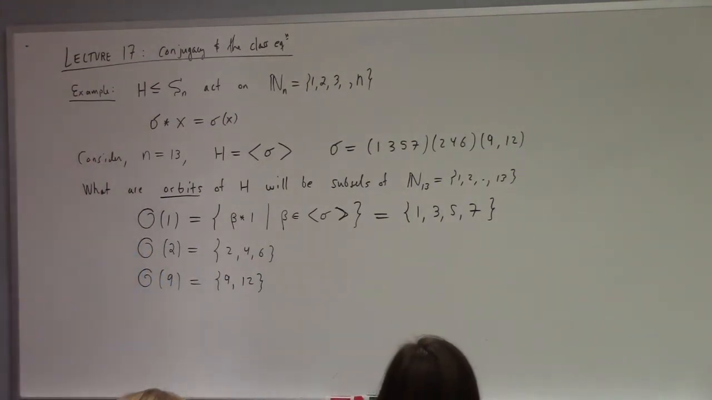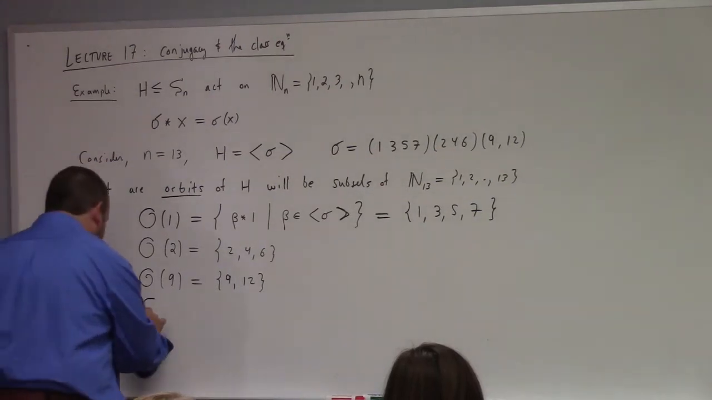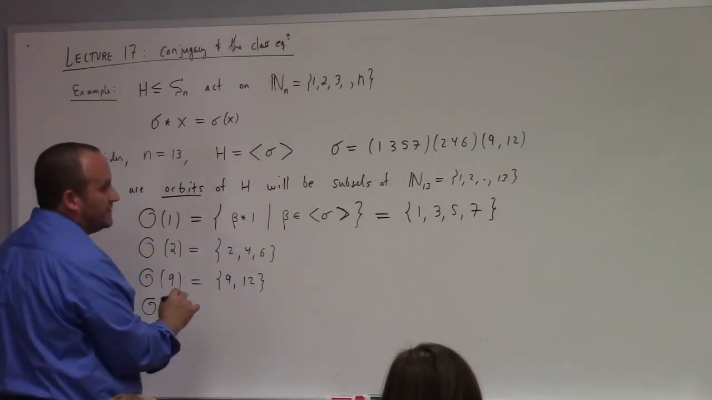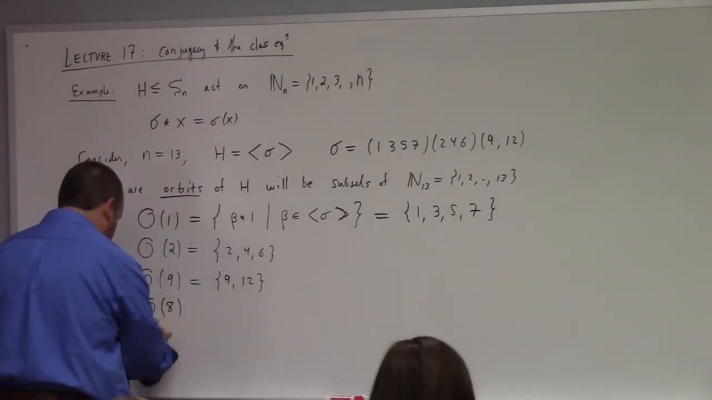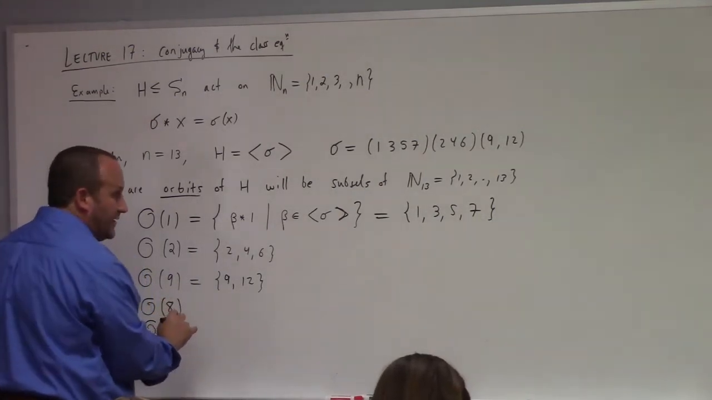And then what are the other orbits here? Remember, everything in N_13 is contained in some orbit. So what are we missing? We got 4 plus 3 is 7. How many total do I have there? 9, right? How many things are in N_13? 13. So we're missing what? 4 things, right? What are the other 4 things? What am I missing? Looks like I'm missing 8, right? What else am I missing? Looks like I don't have 10 anywhere, right?